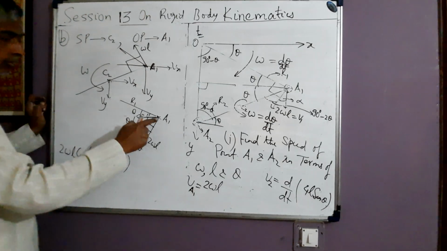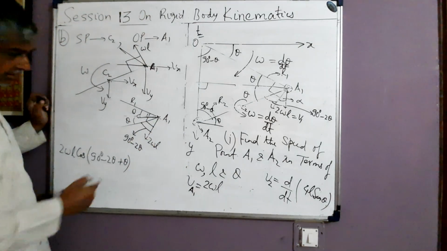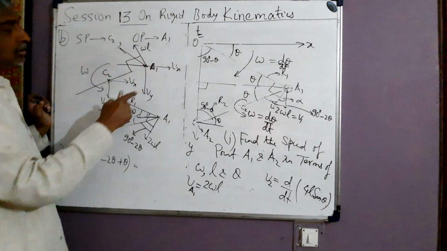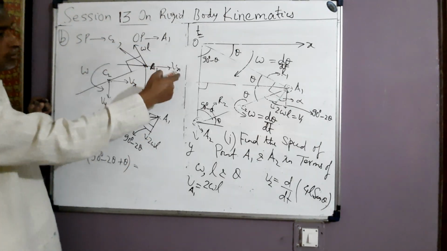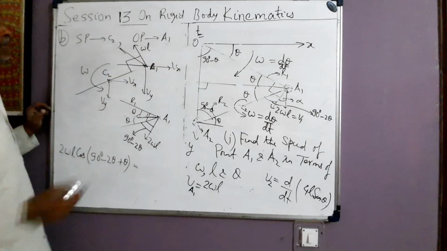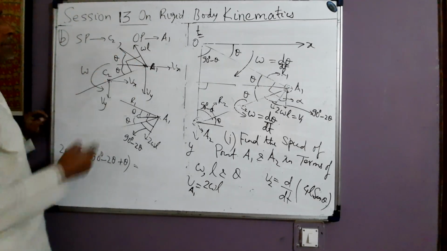Okay. This is the x component of velocity of A1: 2 omega L cos(90 minus 2 theta plus theta). This is in leftward direction. And the x component of velocity of A1 can also be written as the sum of the x components of these three terms. Now what is the x component of this one? Tell me. This is theta. This is also theta. This is 90 degree.